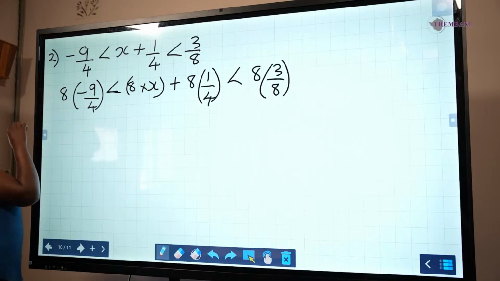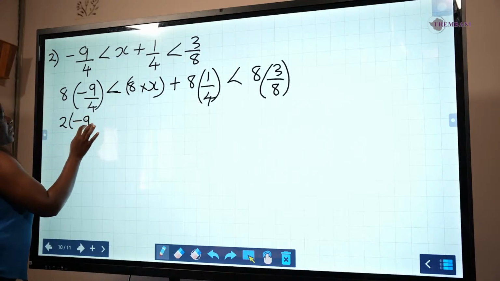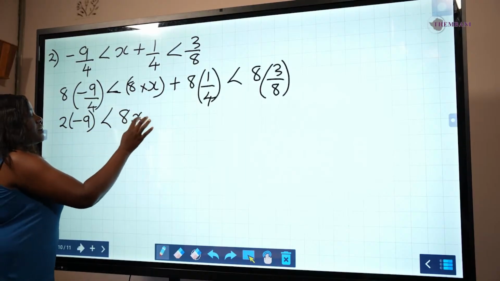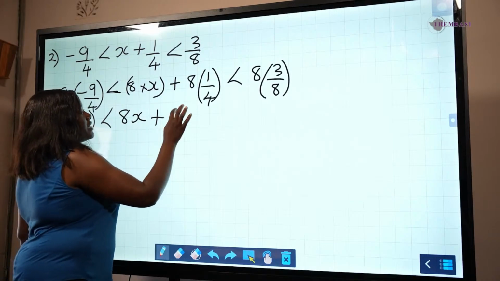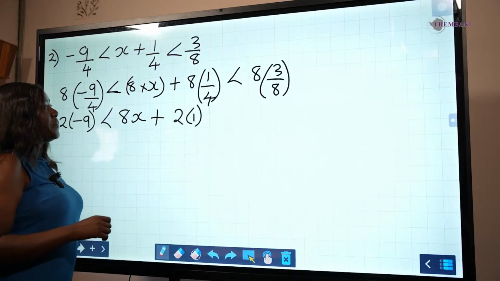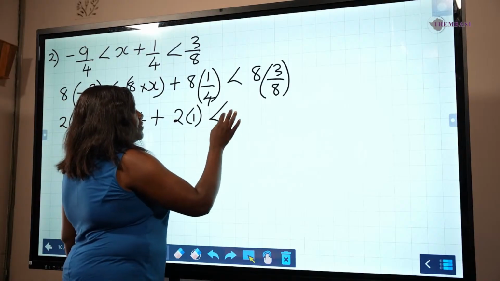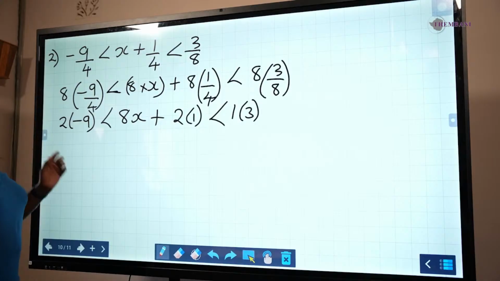So 4 into 8 will give us a 2. So we are saying 2 multiplied by negative 9 is less than 8x plus 4 into 8 will give us a 2, which we are multiplying by 1, which is our numerator there. We put our inequality sign. 8 into 8 will give us 1, and that 1 we are multiplying by 3. So I'm going to remove the brackets.